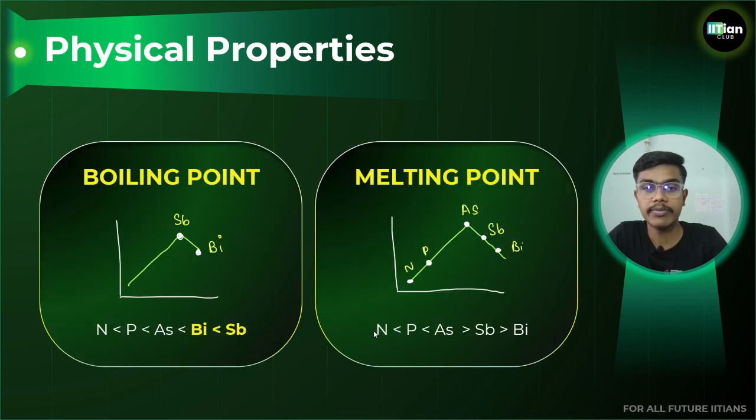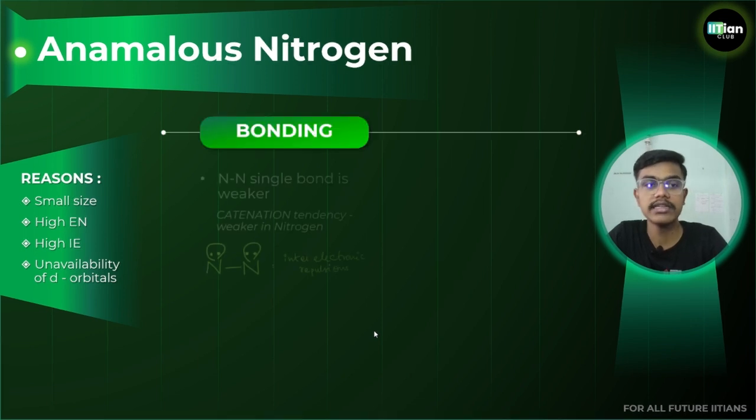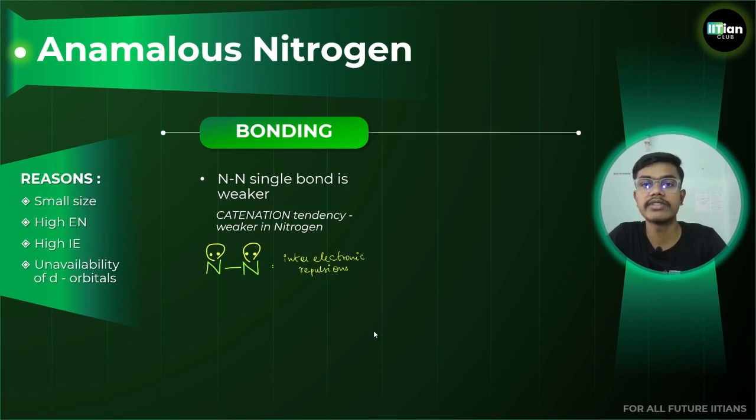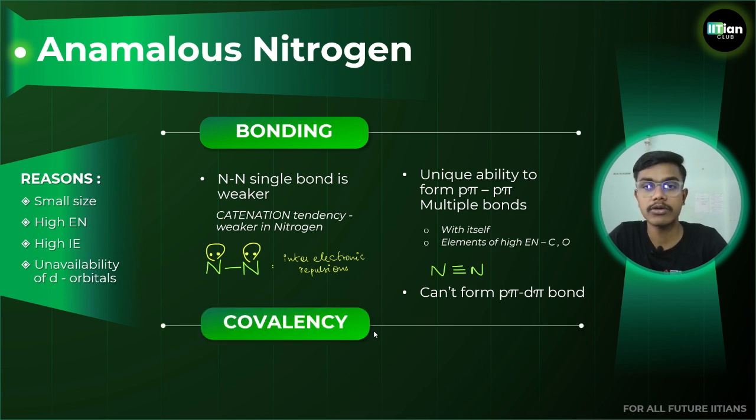And for boiling and melting points, you can see the trend. The boiling point increases till antimony and slightly decreases in bismuth. The melting point increases till arsenic and then decreases. This is important. Speaking about the anomalous properties of nitrogen, the N-N bond is weaker because of the lone pair repulsions there. It has a unique ability to form p-pi multiple bonds with itself and elements with high electronegativity like carbon and oxygen, but it cannot form d-pi bonding. Nitrogen's maximum covalency is 4 because there are no d orbitals for its expansion.